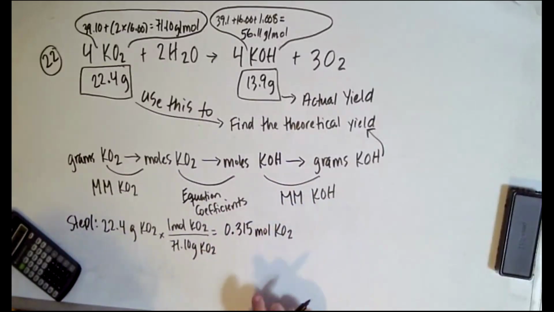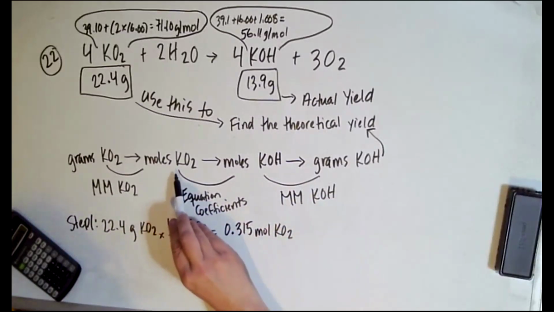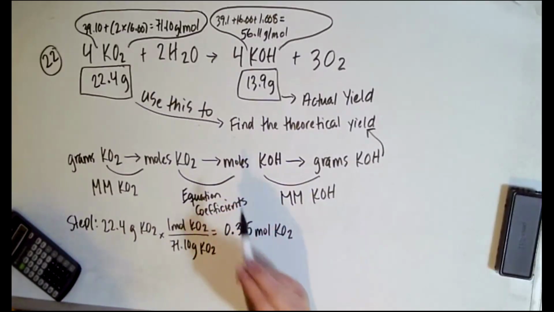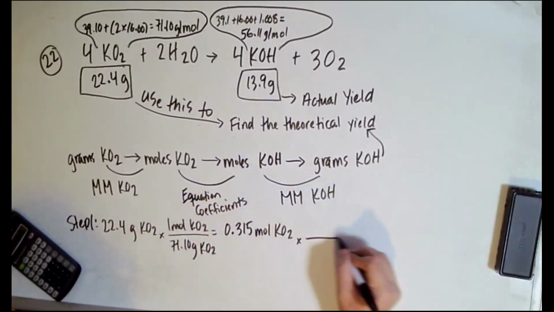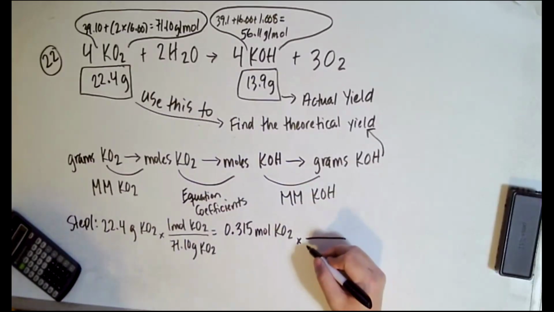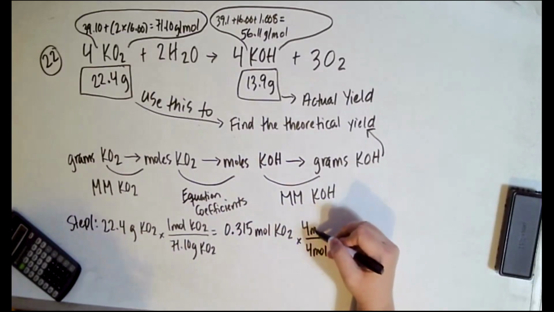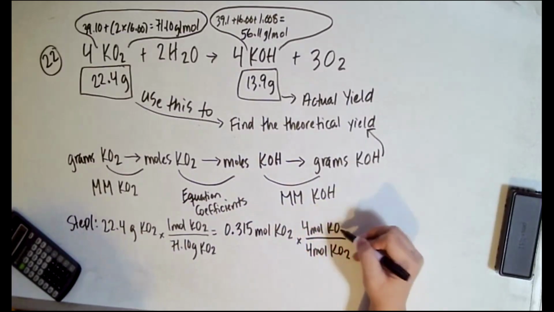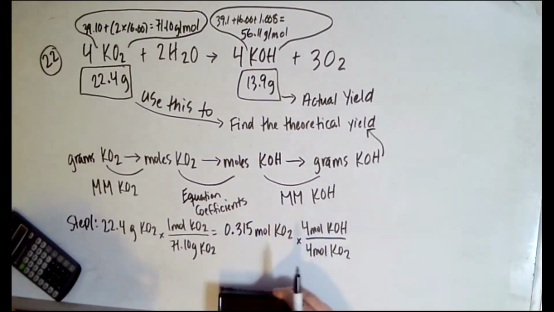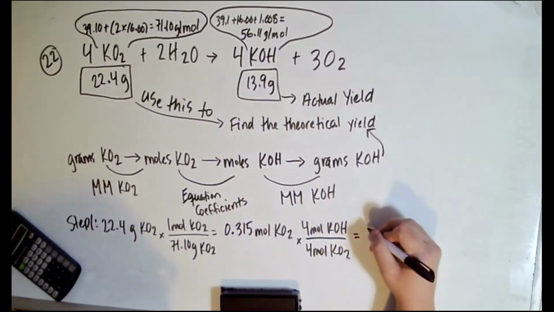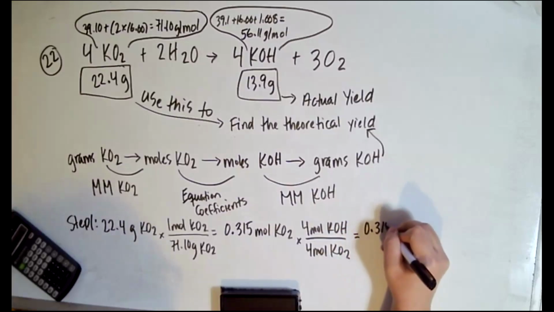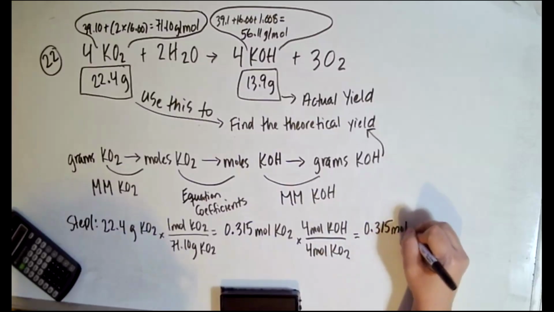Okay. Step 2, we're going to take our moles of KO2 and convert it into moles of KOH. So from our balanced equation, every 4 moles of KO2 is going to produce 4 moles of KOH, which means that we'll also have 0.315 moles of KOH.